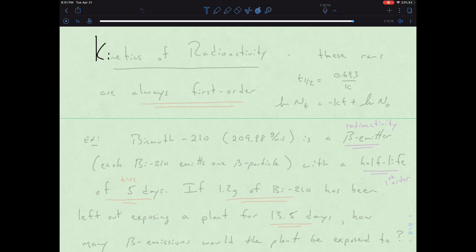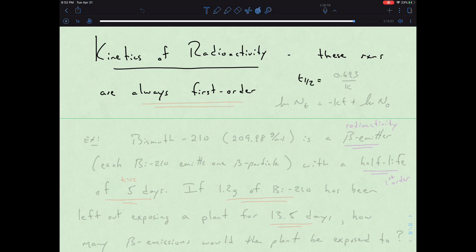So now let's look at the kinetics of radioactivity. Remember that these reactions are always first order. So we have those two expressions as far as half-life and our linear fit. And we've actually done kinetics already, in prior sections, so this should really be a review. I'm just going to go through an example really quick here. But these are always first order. There's no question about it.